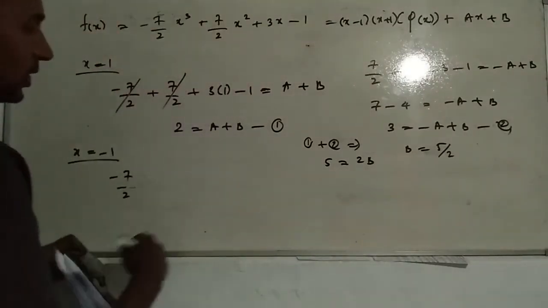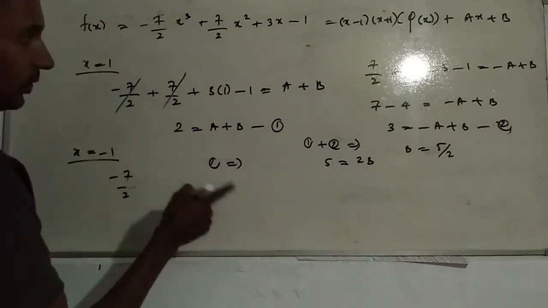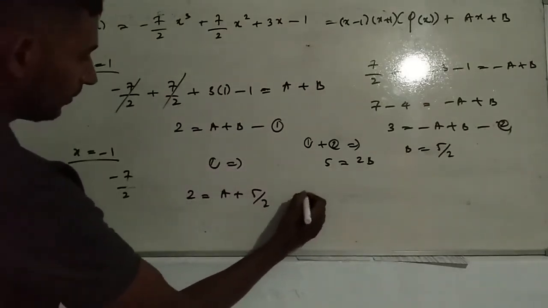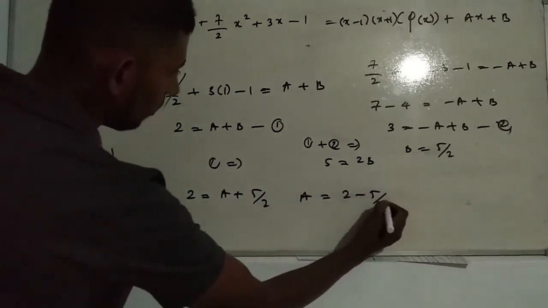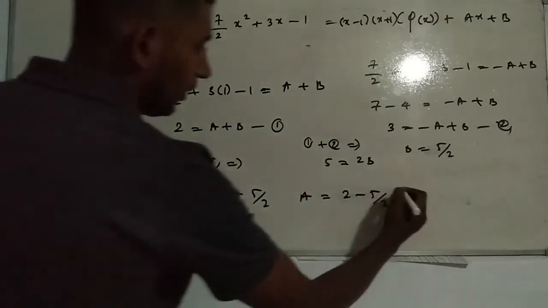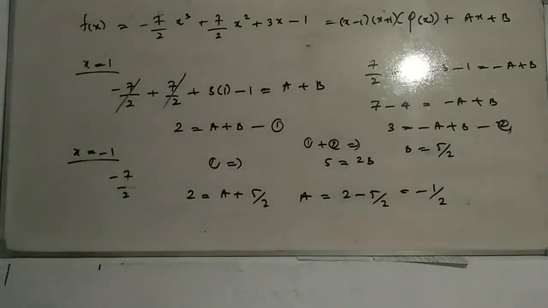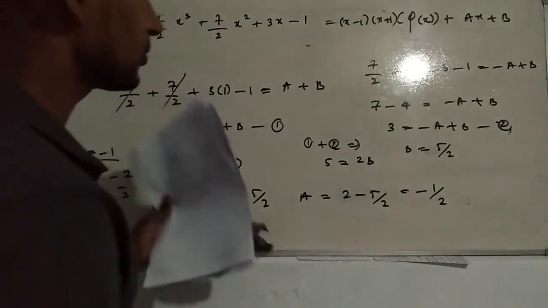I use the first equation. By using the first equation, I can write a plus b is 5 over 2. That means a is equal to 2 minus 5 over 2. That means I can write a is equal to minus half. Right. Those are the values of a and b.